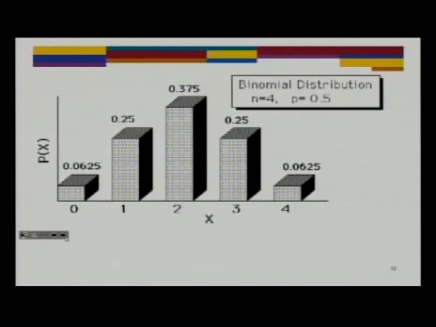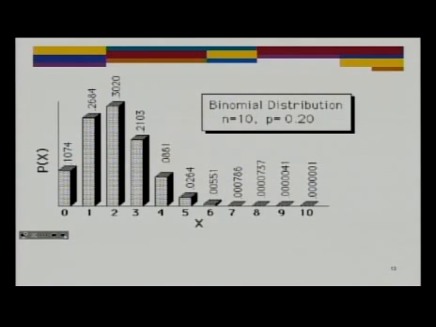How about this? This graph has been obtained from another binomial distribution with different parameter values. This time, n equals 4, p equals 0.5. So it looks like a triangular distribution, right? How about this? It's from a binomial distribution with n equals 10, p equals 0.2. It looks like, I'd say, a beta or Weibull distribution, something like that.